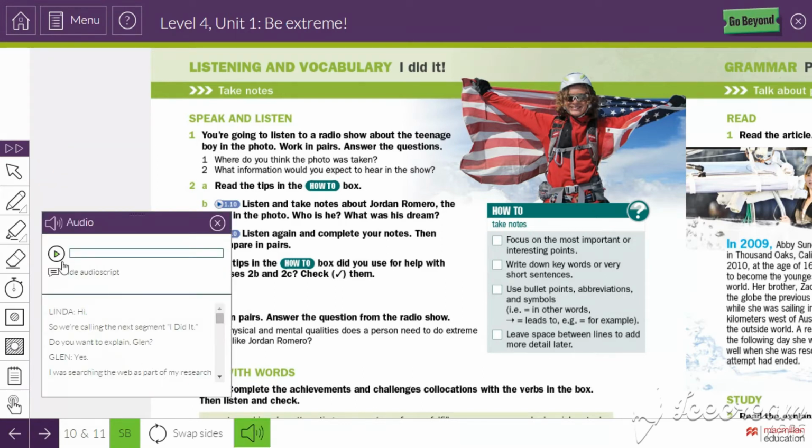So listen together everybody. It is the conversation between Linda and Glenn.